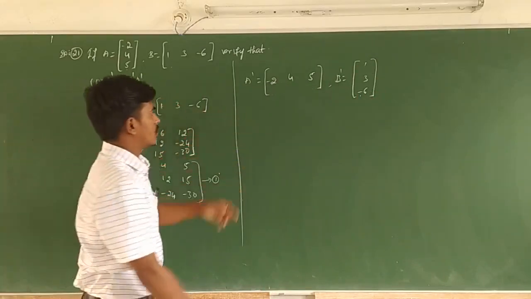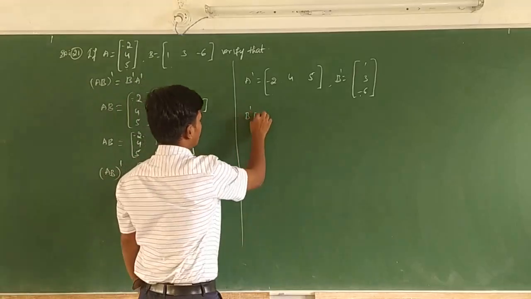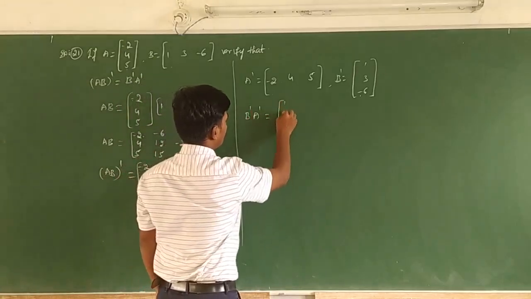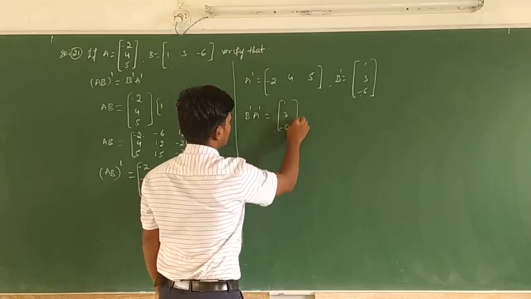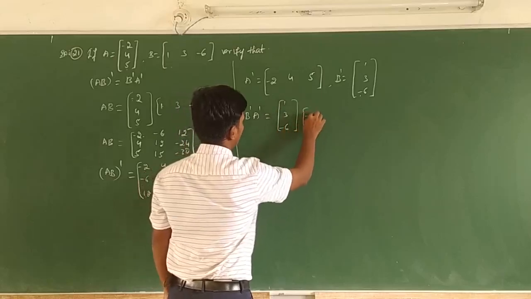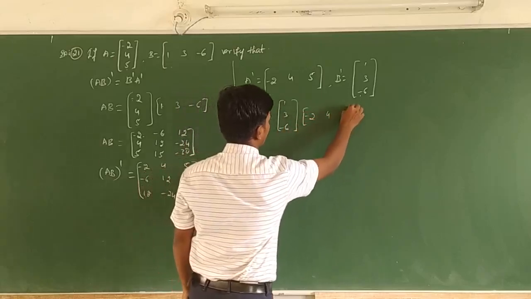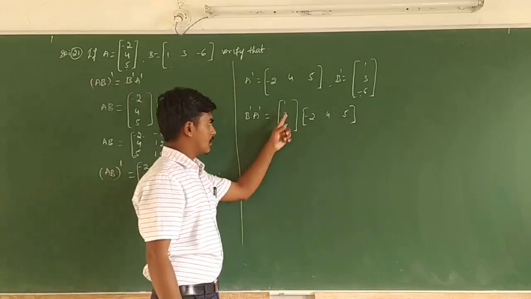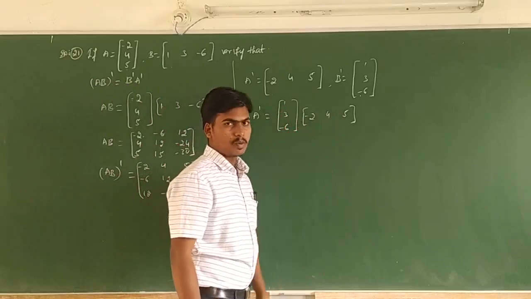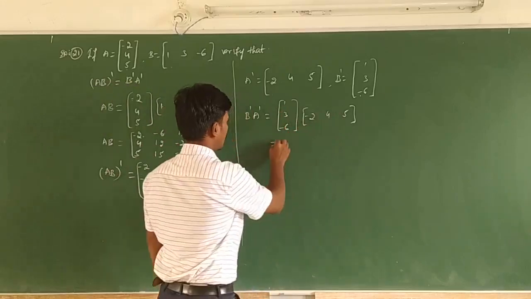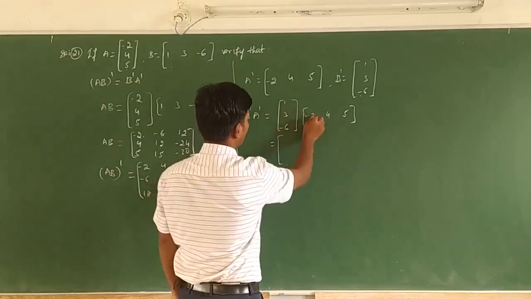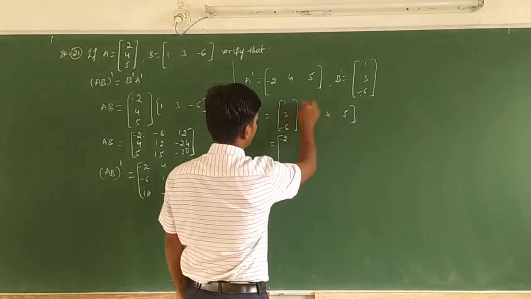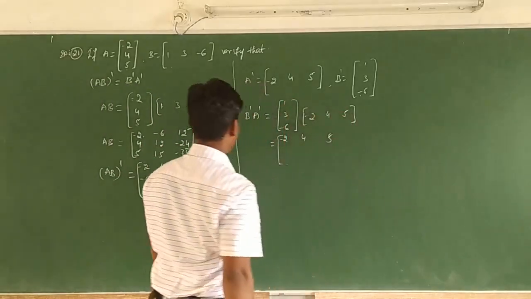Again I am applying B transpose and A transpose. I multiply the two. So B transpose into A transpose is equal to: matrix B is 1 3 minus 6, matrix A is minus 2 4 5. Here also the number of columns of the first matrix is equal to the number of rows of the second matrix. So multiplying, what do we get? 1 into minus 2 is minus 2. 1 into 4 is 4. 1 into 5 is 5.